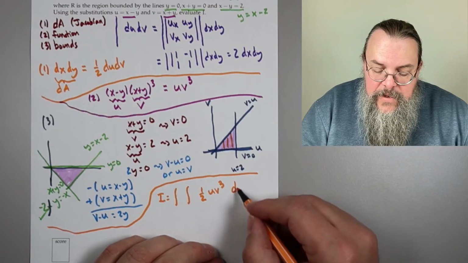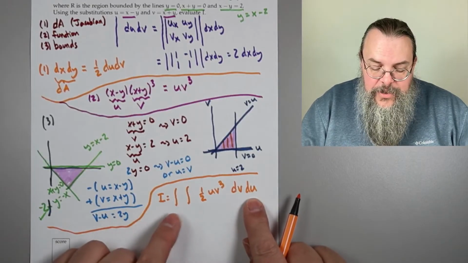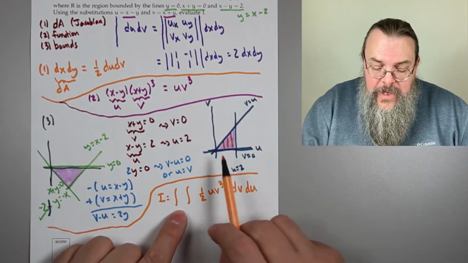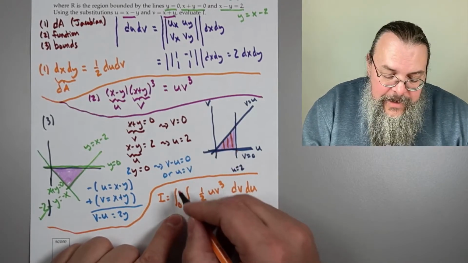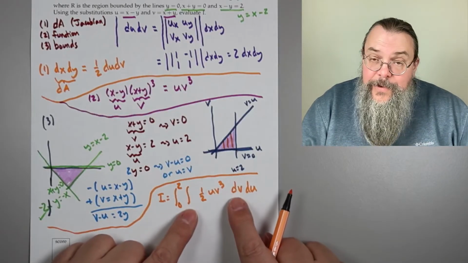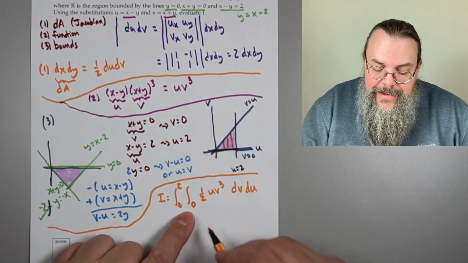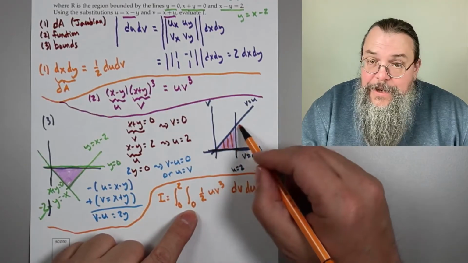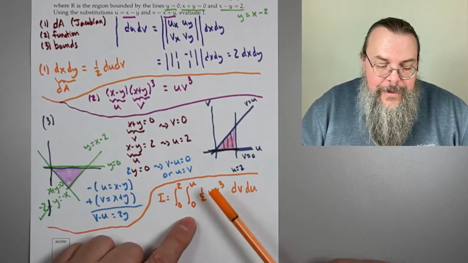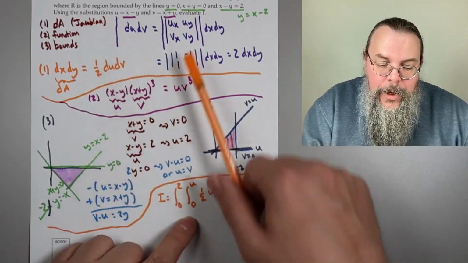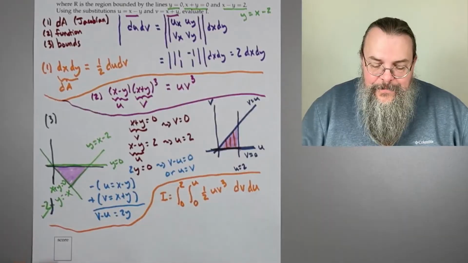Given that that's the case, that means we're slicing dv du. All right, so now let's look at our picture. Where does u go from? u goes 0 to 2. All right, that's our outer layer. Where does v go from? v goes from 0, see, that's why we like that 0, up to v equals u. And now we've done part of our steps, right? We've done the substitution, but now we have to carry out the integral.